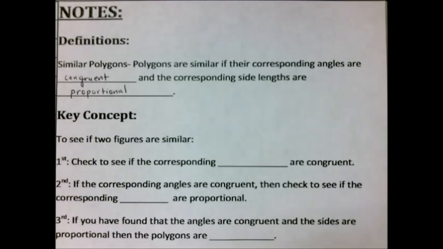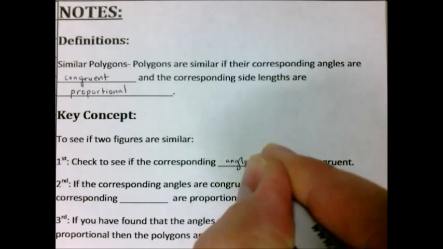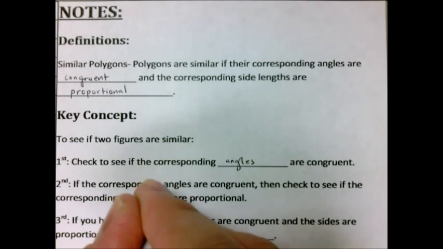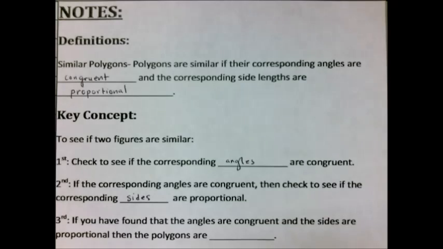So let's go into the key concept: how do we see if two figures are actually similar? The first thing we need to do is check to see if all the corresponding angles are congruent. If they are, then we're on the right track to proving these two figures are similar. The second step is to check if the corresponding side lengths are proportional. And the last thing, at the very end, is that if the angles are congruent and the sides are proportional, then the polygons are similar.